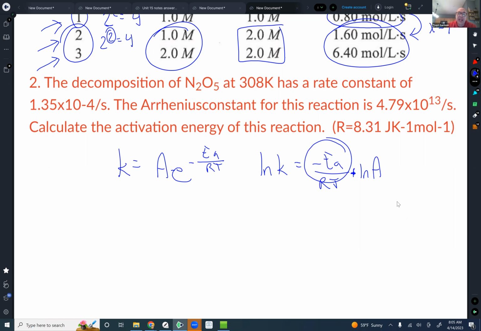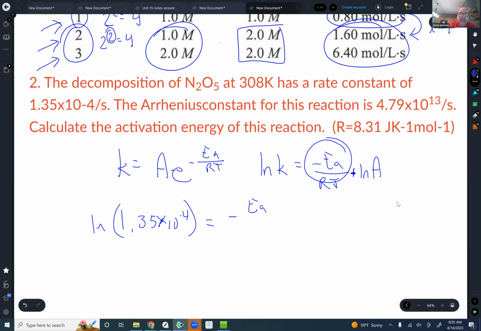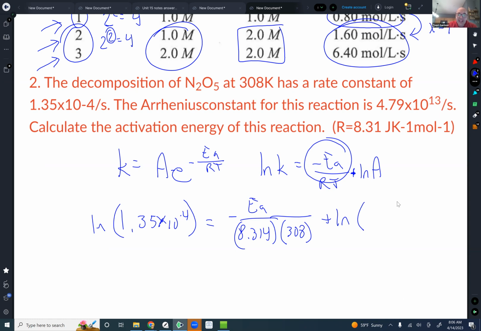So we have a rate constant of 1.35 times 10 to the negative 4, and this is natural log of that value, equals negative EA, which is what we're searching for, divided by the R value, which is 8.314, that's a constant given to you, times the temperature, which is 308 Kelvin, plus the natural log of another A. This is the same A that was in the first equation. This is a second constant. This is the Arrhenius constant, 4.79 times 10 to the 13.